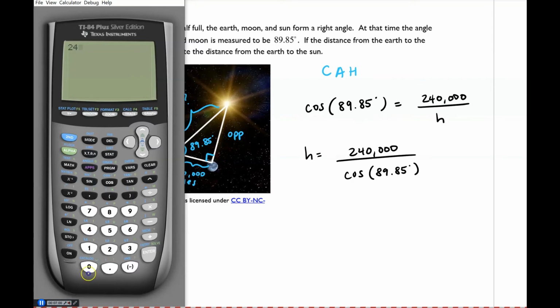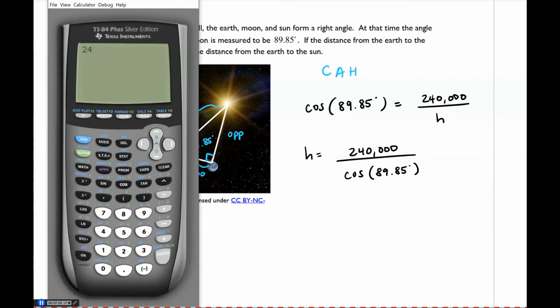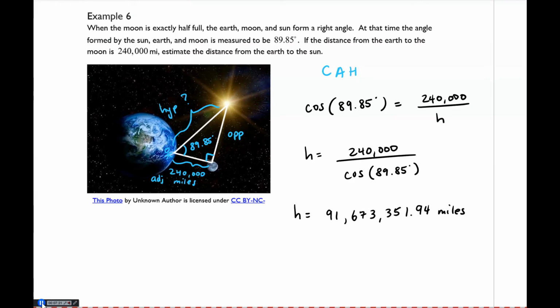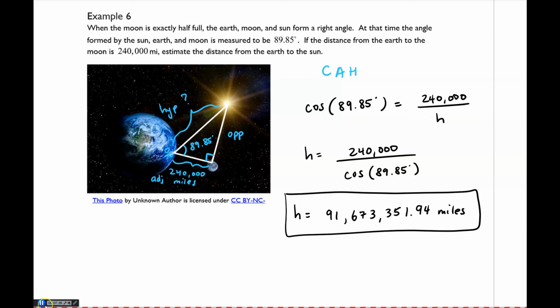So now I can type in 240,000 divided by cosine of 89.85. So under these circumstances, the Earth is approximately 91,673,351.94 miles away from the sun. And that completes this example.